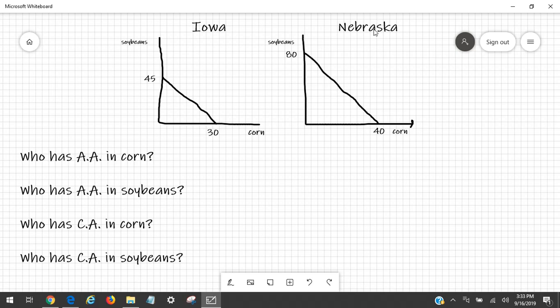Okay, and then we have something similar for Nebraska. Nebraska can either concentrate all their resources and get 80 bushels of soybeans, or if they concentrate all their resources on corn production, they will end up with 40 bushels, or some combination of the two along this line. So those are the two production possibility frontiers.